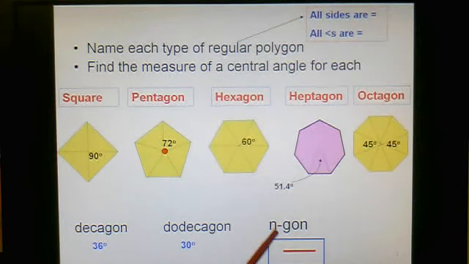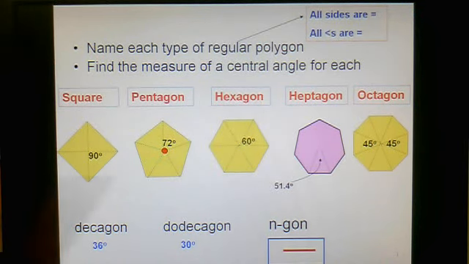And for the n-gon, this is again getting to the actual formula. Like we said, it's 360 divided by whatever this prefix is, penta, hexa, if it's 5 or 6, or n in this case, the number of sides. This is the formula for finding a central angle.